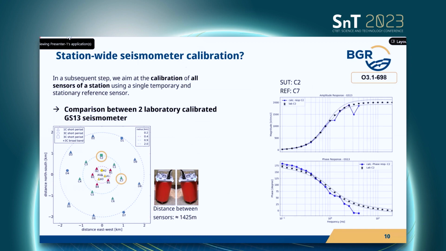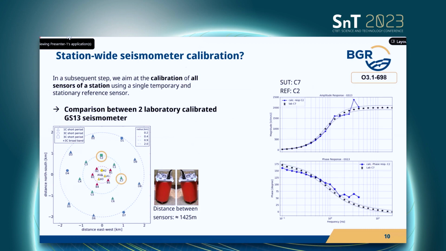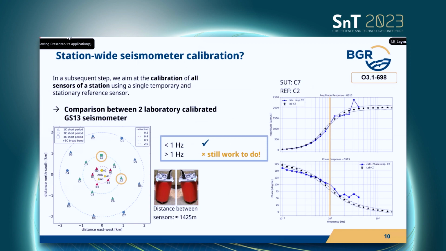I calculated, again, the gain ratio for the sensor under test and the reference, which are both GS13, and the response function from it. Because both of them are calibrated, I could switch the sensor under test and the reference, and we basically see a similar behavior and a similar result. I have to mention that we had a lot of coherent signal below 1 Hertz and not a lot of coherent signal above 1 Hertz, so we might have to wait a little bit longer until we have trustworthy results.